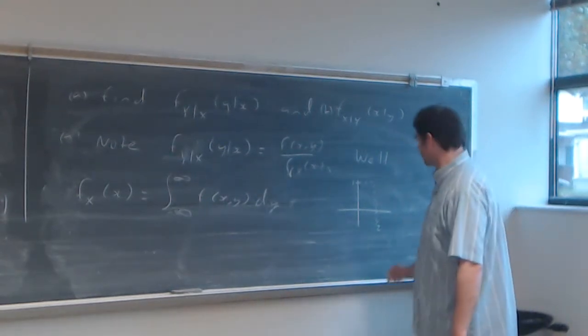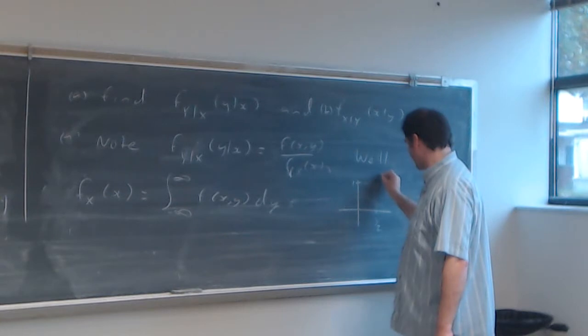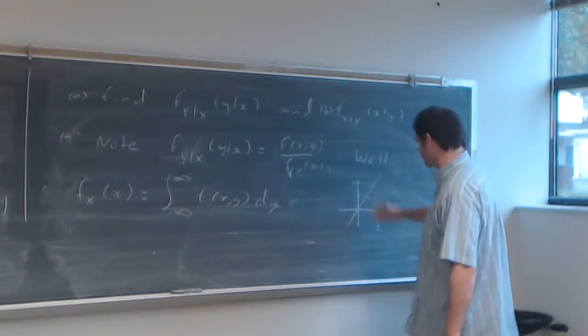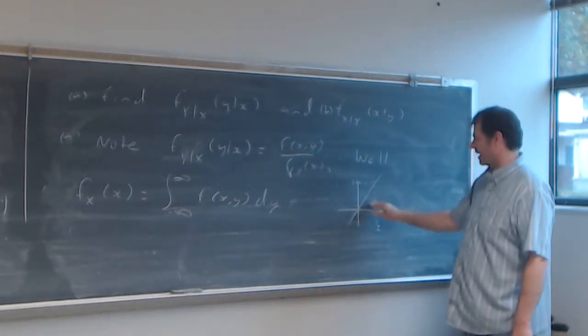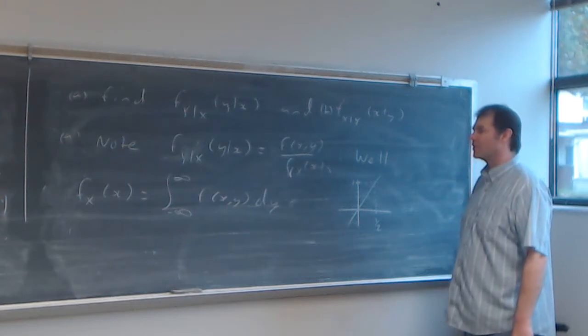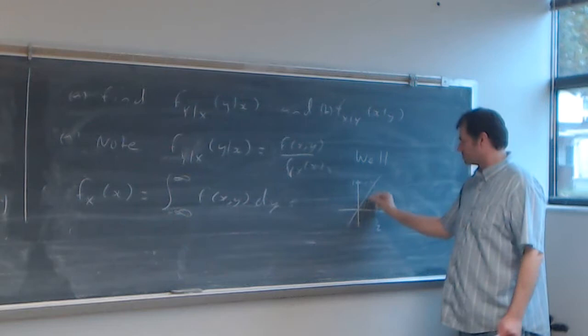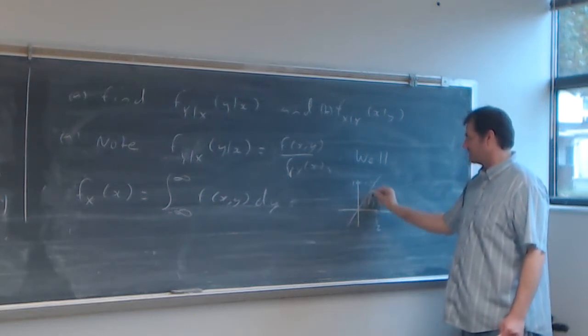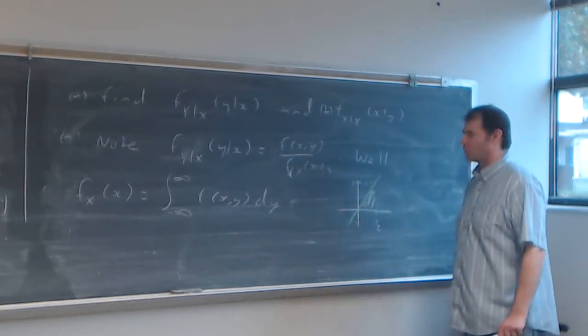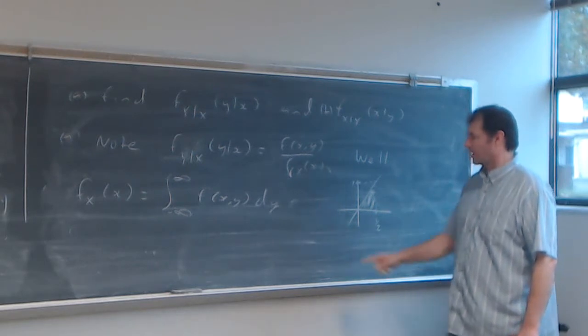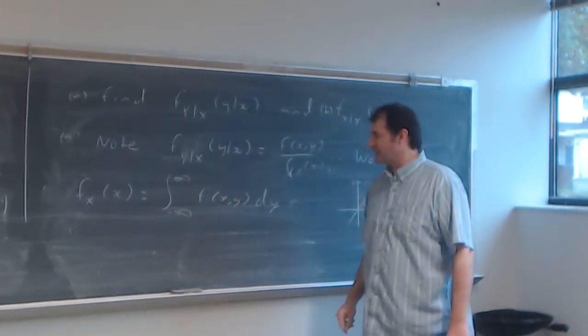And then y equals 2x is this line. So we split this rectangular region up into two triangles. And the part where 2x is bigger than y, I believe that's down at the bottom. Okay, so that's the region that we integrate over, where the joint PDF is non-zero.